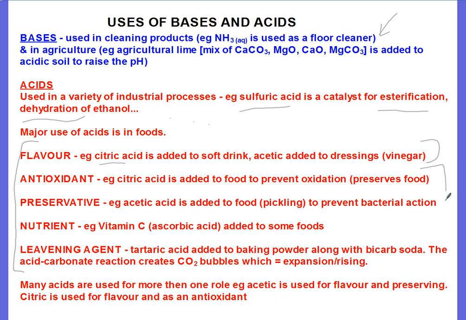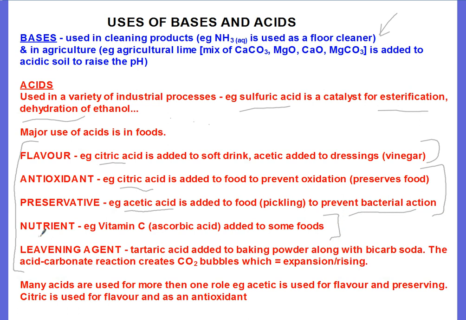These two relate to preservation, but citric acid is used as an antioxidant. It prevents oxidation of foodstuffs, whereas acetic acid is used for preserving or pickling food to prevent bacteria degrading the food. Next thing is acids can be added as a nutrient. Vitamin C can be added to food as a vital nutrient for our lives.